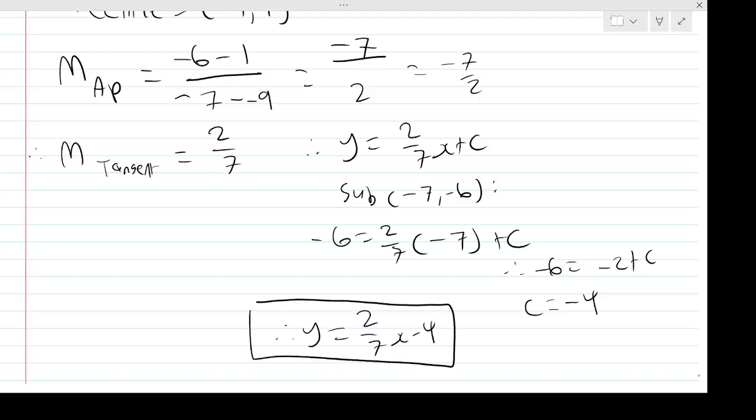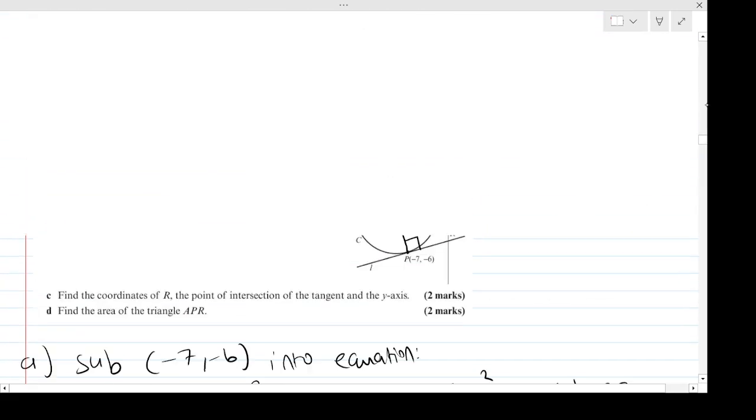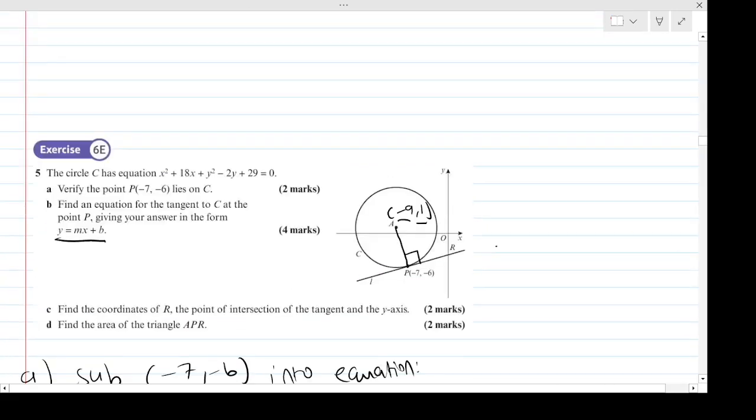Great. Oh, it asked me to rearrange it. Oh no, it's in this form, mx plus b. Okay. Then it says, find the coordinates of R, the point of intersection of the tangent and the y-axis. Now the point R is actually there.